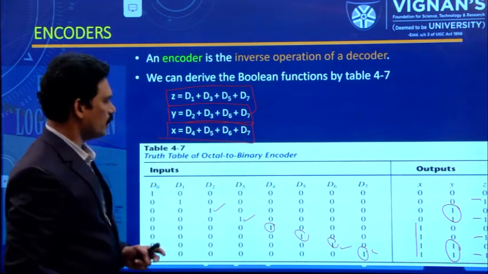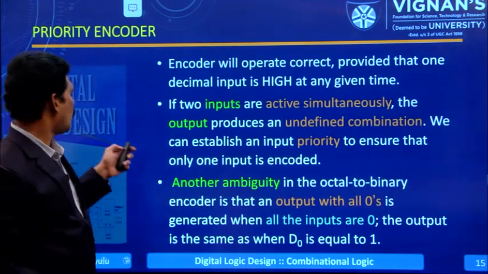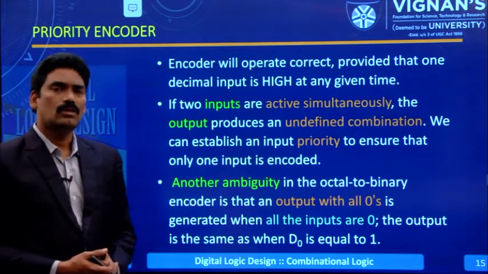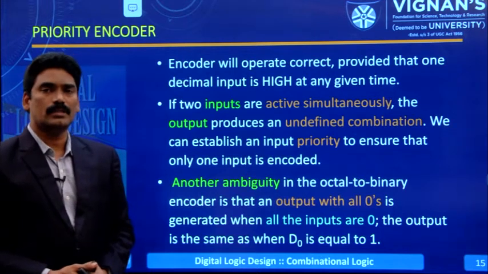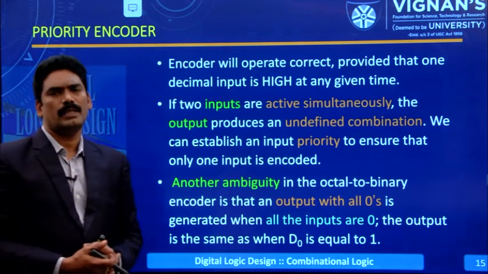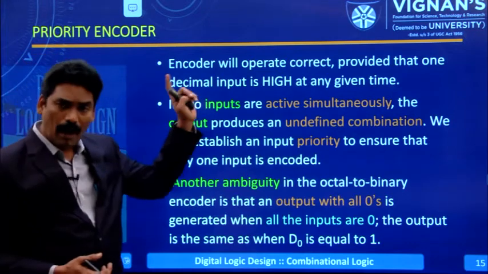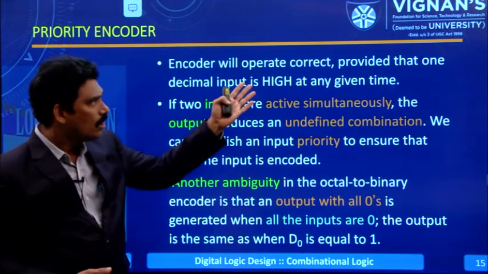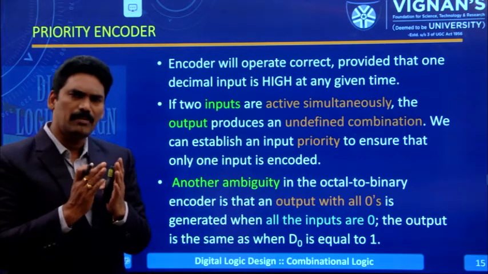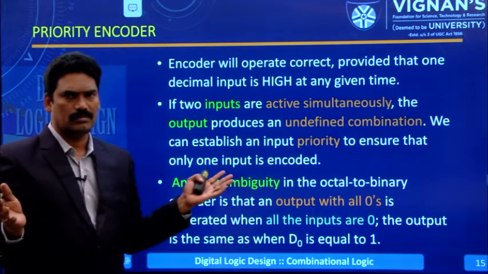This is about the encoder. Now we are going to discuss one important encoder, that is called a priority encoder. What is a priority encoder? An encoder will operate correctly only when one decimal input is high at any given time. If only one input is high at any given time, this encoder will operate correctly.